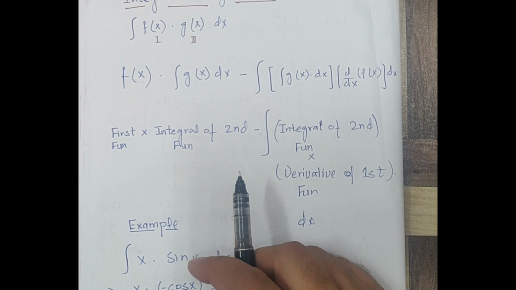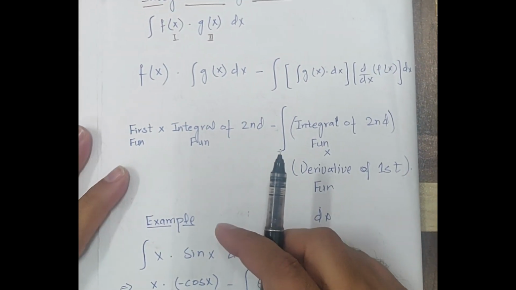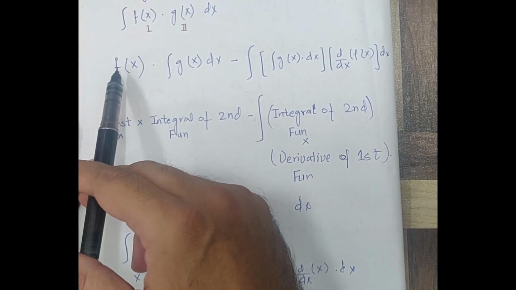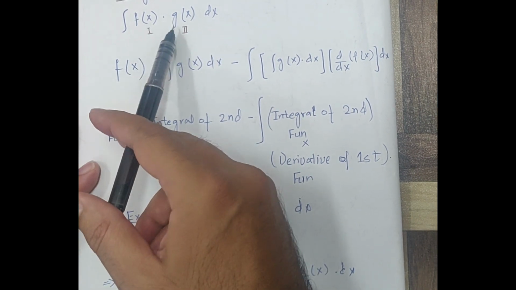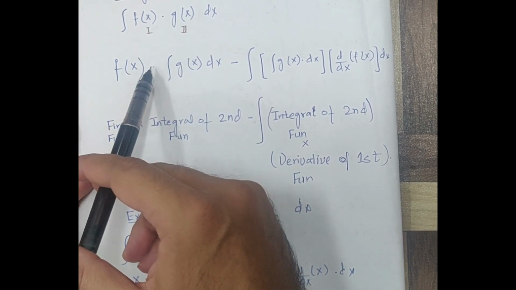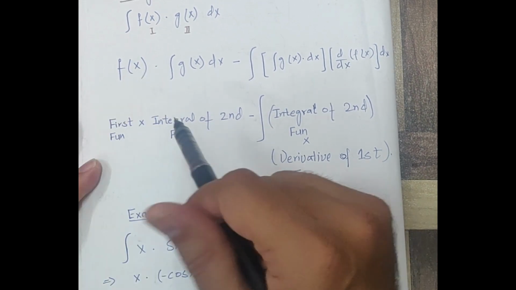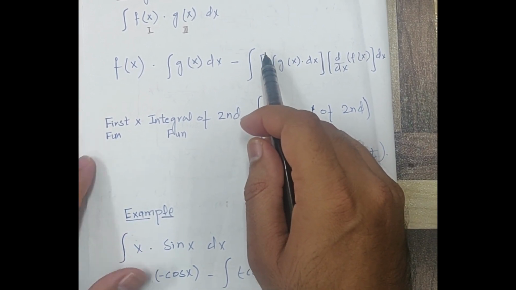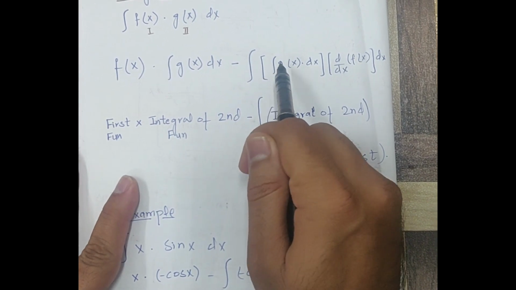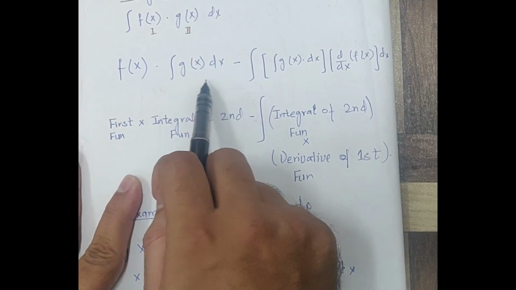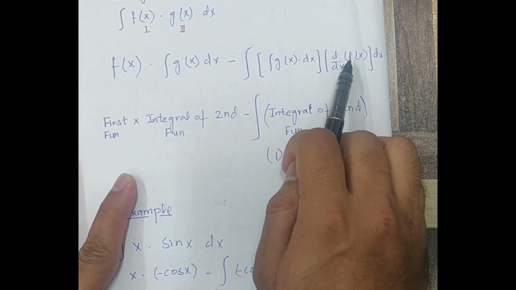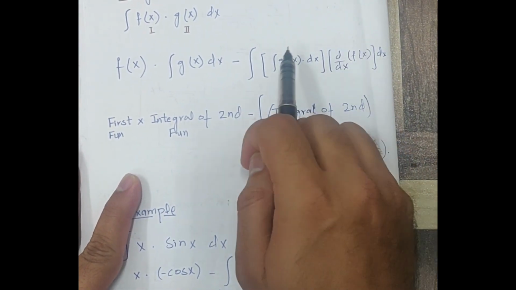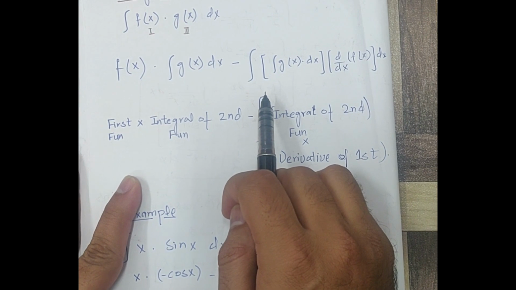Now the integration by parts formula is a very simple formula where we write the first function as it is, then take the integral of the second function and multiply it with the first function. Okay, and minus the whole integral of the integral of the second function, same as here, multiplied by the derivative of the first function, f of x, and we will take the integral of this whole expression with respect to x.